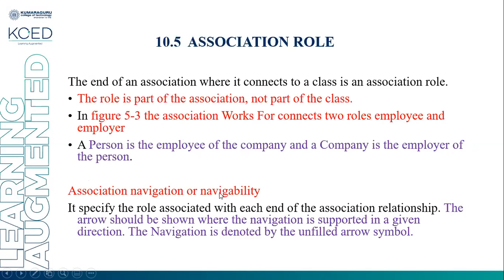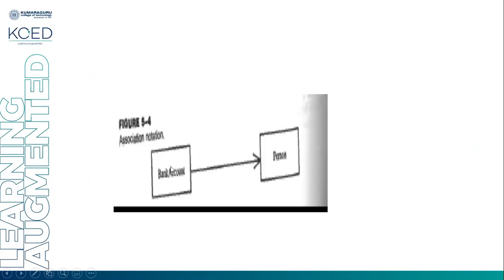Association navigation, or navigability, specifies the role associated with each end of the association relationship. The arrow should be shown where the navigation is supported in a given direction. The navigation is denoted by the unfilled arrow symbol. It shows the navigation direction.